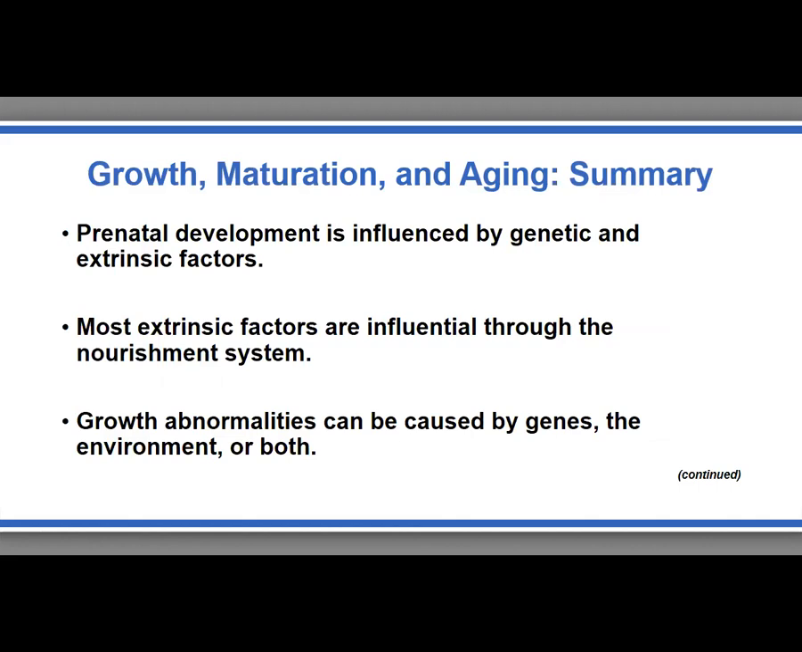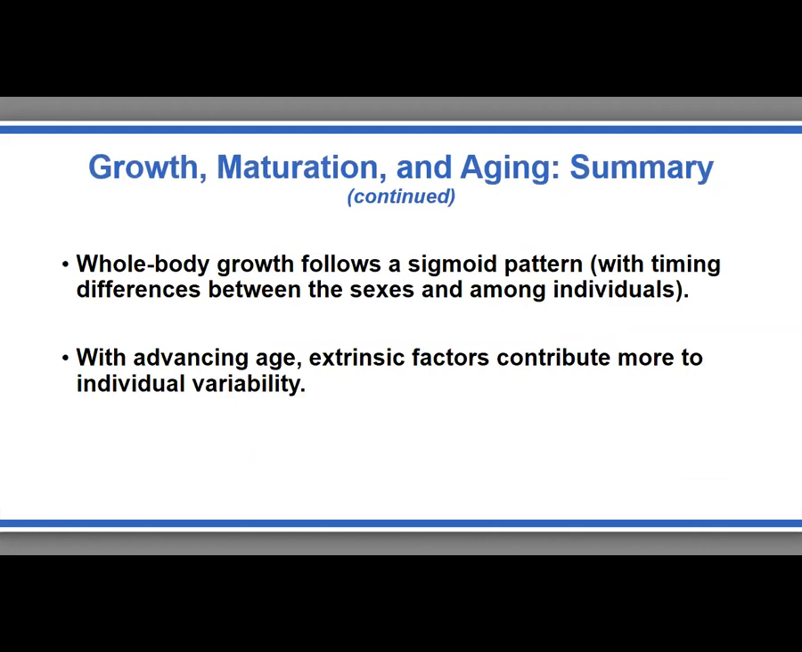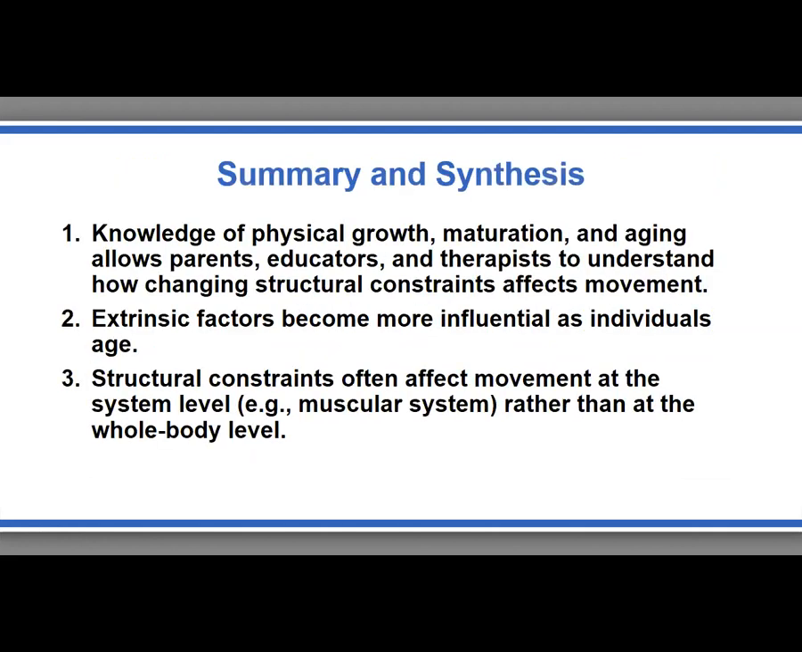So growth, maturation, and aging summary. Prenatal development is influenced by genetic and extrinsic factors. Most extrinsic factors are influenced through nourishment systems, and growth abnormalities can be caused by genes, the environment, or both. Whole body growth follows a sigmoid pattern with timing differences between sexes and among individuals. With advancing age, extrinsic factors contribute more than individual variability. And knowledge of physical growth, maturation, and aging allows parents, educators, and therapists to understand how changing structural constraints affects movements.